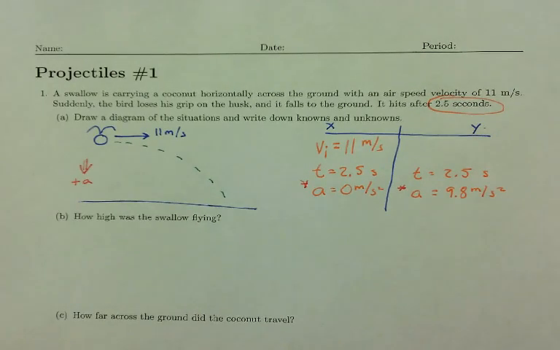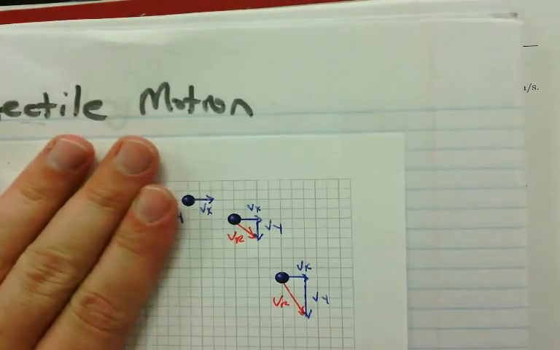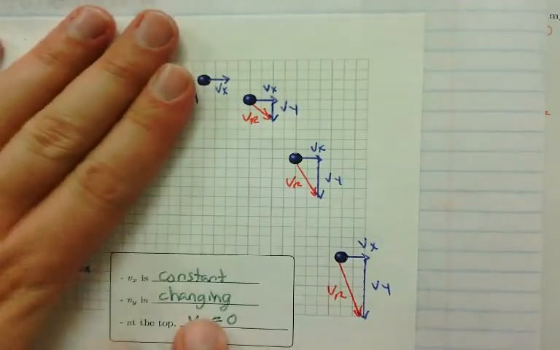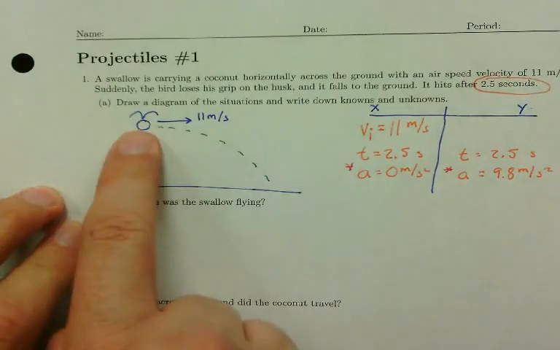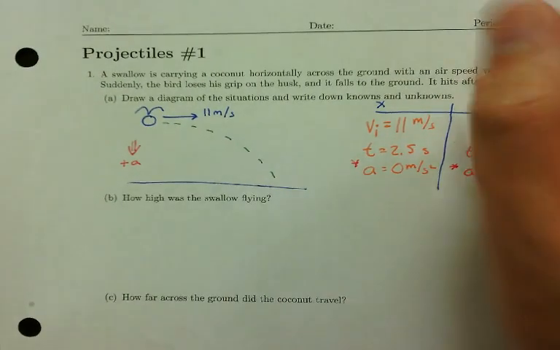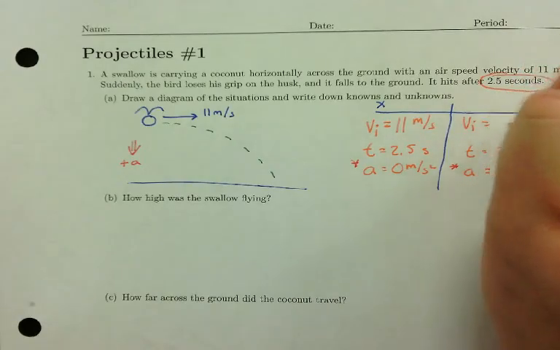All right, what else? There's one other thing we know. Let's look back at our notes to figure out what it is. Well, we know that at the top, the y velocity is 0. The top comes at the beginning of the motion, so I'm going to say that my VI in the y direction is 0.